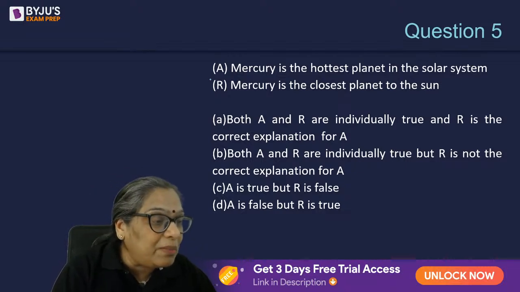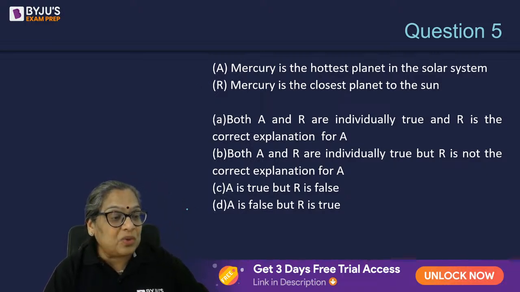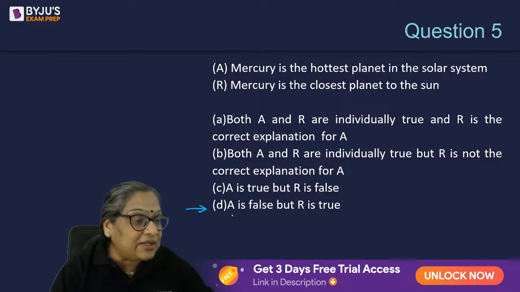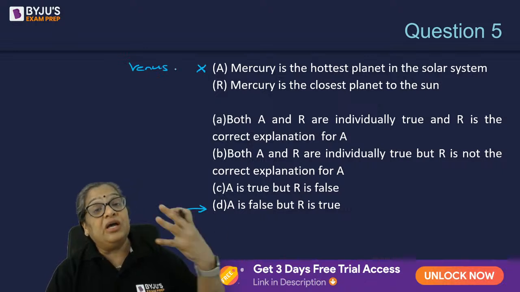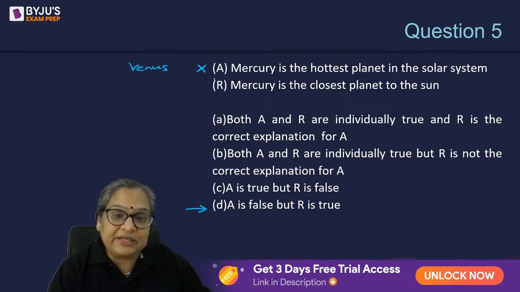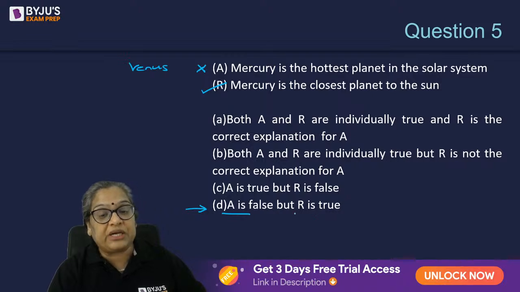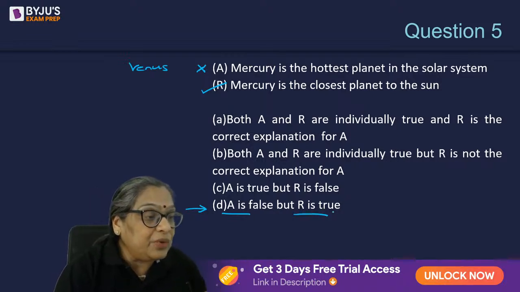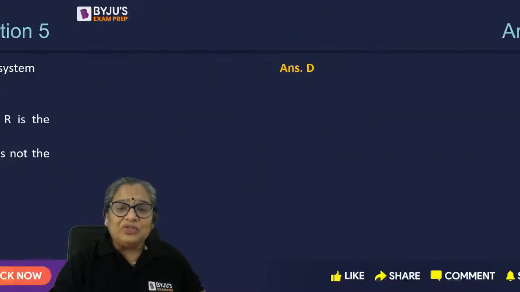So, Payoja, how did you mark C? If A is false and R is true, you knew the answer, but you marked the wrong answer. Got it? Mercury is not the hottest planet in the solar system. Venus is the hottest planet because the gases in Venus are what make it very hot. And it is true that Mercury is the closest planet. So, A is false, but R is true. Alright. You knew the answer and you marked D. So the correct answer is D.